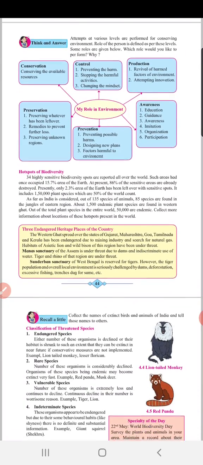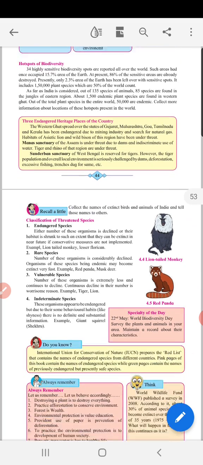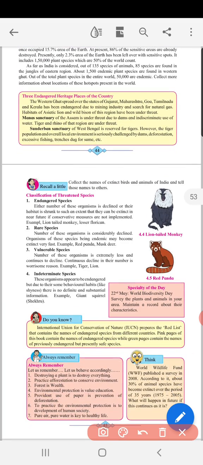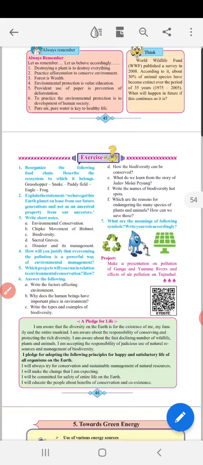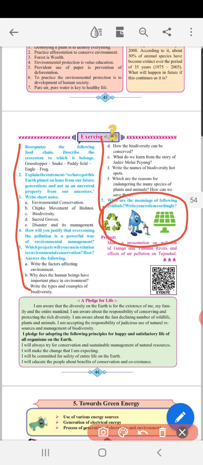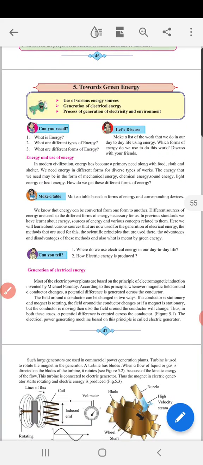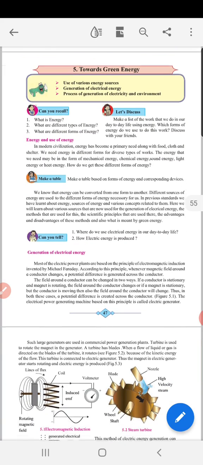Then these are hotspot biodiversity. Then moving ahead with the classification of threatened species. A note can come on this. Fine. So all these textual questions, do them properly. All the questions, as I told you, this kind of question can come. Then chapter number 5, Towards Green Energy.